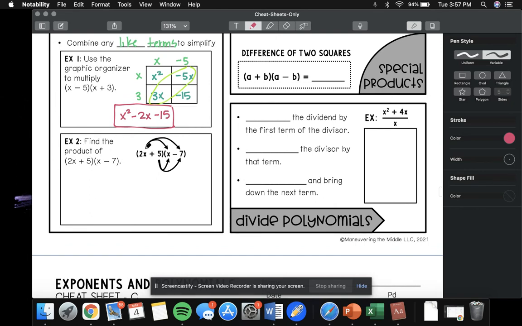Okay. The other way we usually like is just to distribute a bunch. So we could also do 2x times x, 2x times -7. Okay, we're done with the 2x. Now we're going to distribute the 5. So 5 times x and 5 times negative 7. Okay, then we can combine those like terms. And simplified, we would have 2x squared minus 9x minus 35. Okay.